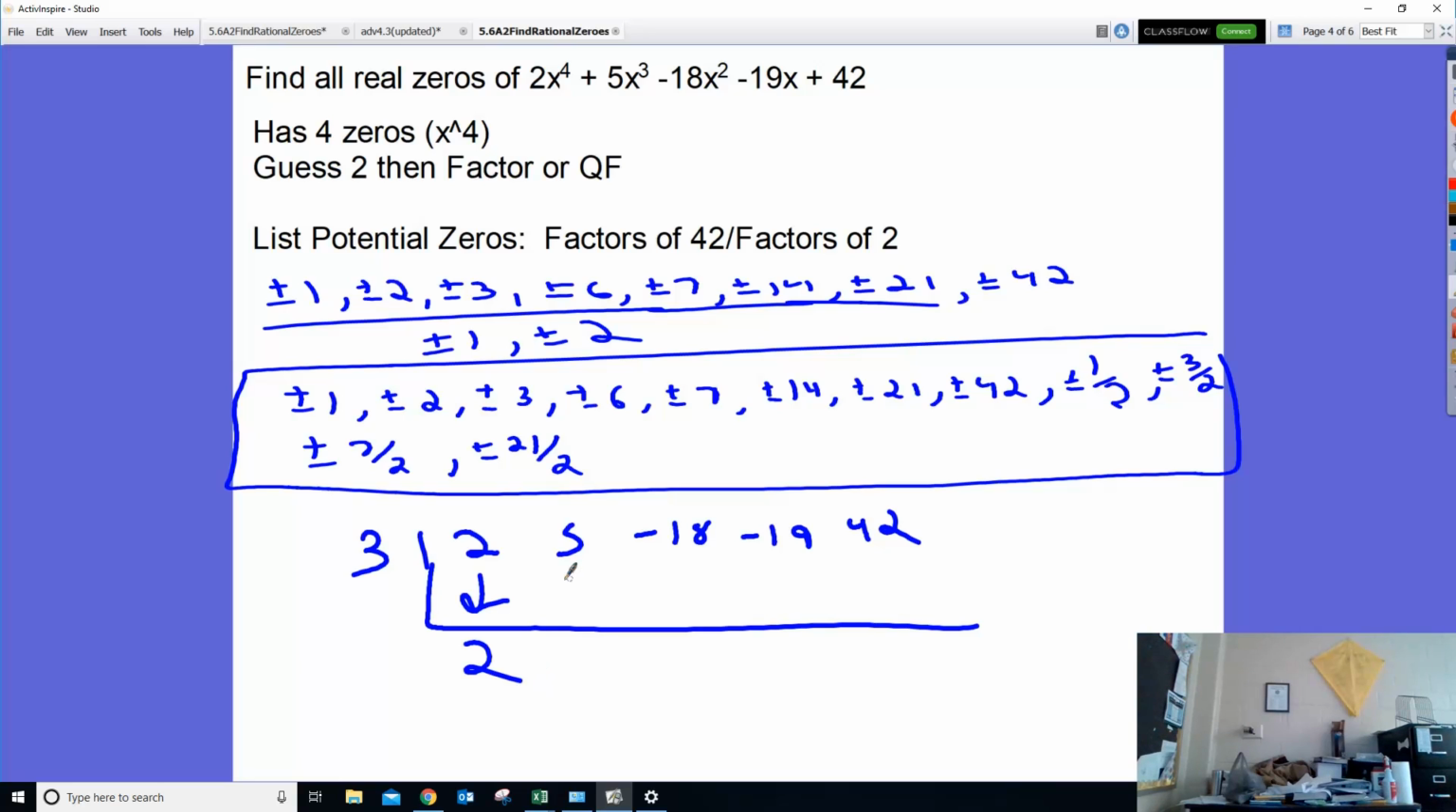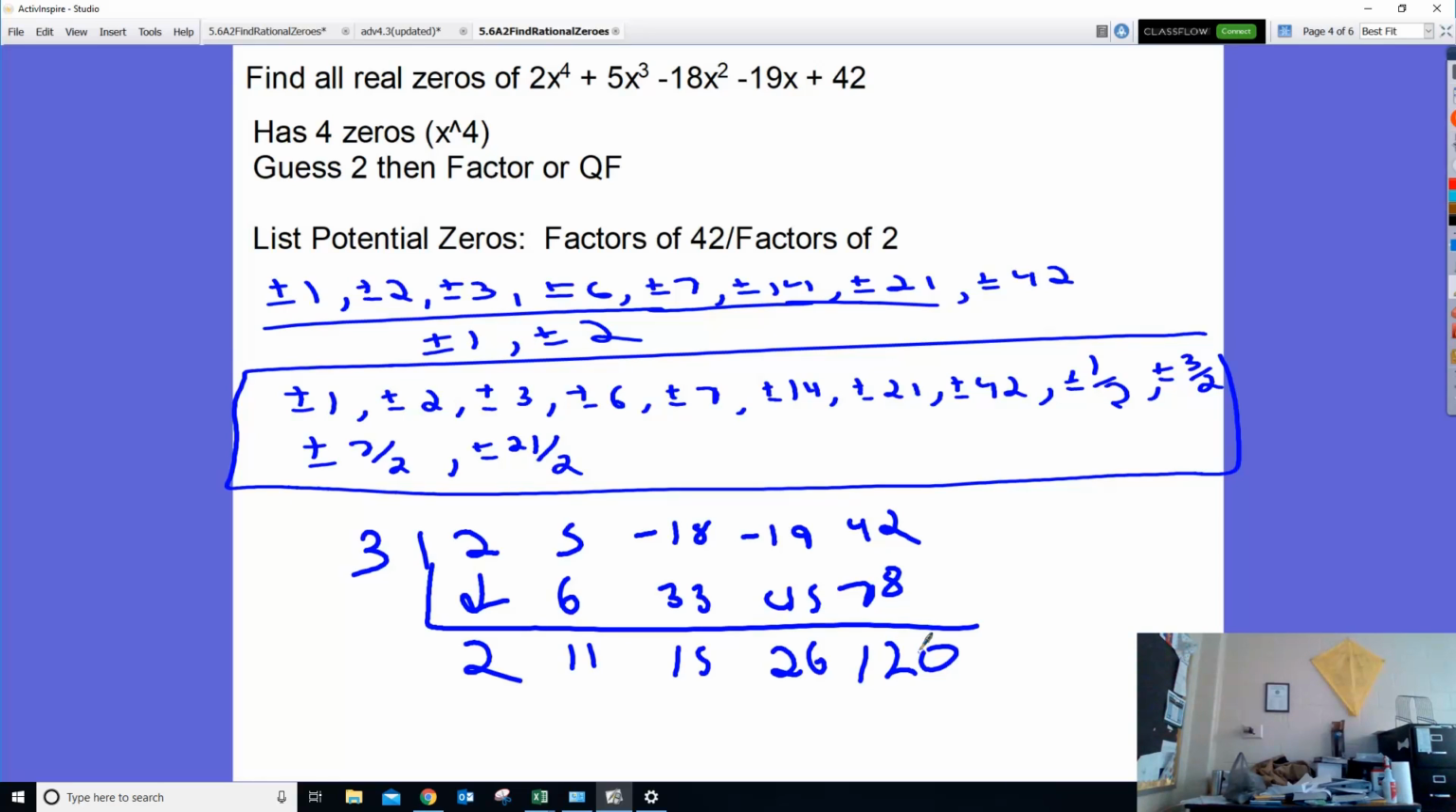3 times 2 is 6. 5 plus 6 is 11. That's a 33. Negative 18 and 33 makes 15. 3 15s is 45. Negative 19 and 45 is 26. And 3 times 26 is 78. Not a 0. Cross out 3. Maybe not.